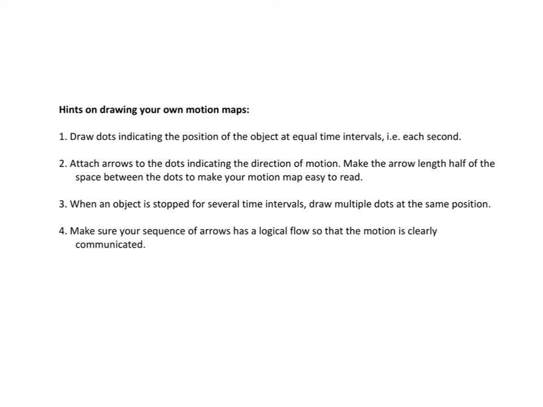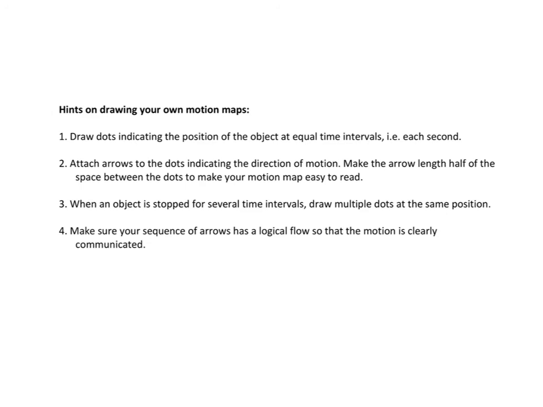A few quick hints on drawing your motion maps. Remember to draw the dots for every second or equal time interval that exists. Typically, it's going to be seconds for us. Then attach arrows or vectors to the dots indicating the direction of motion, and make sure they're, relatively speaking, preserving the value of the speed of the object. So a long arrow for a high speed, a small arrow for a low speed.